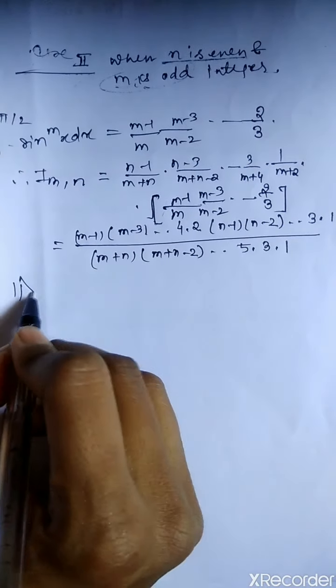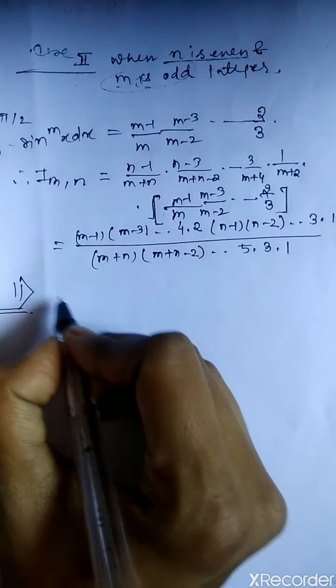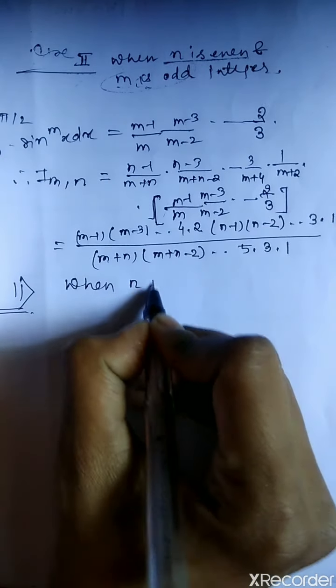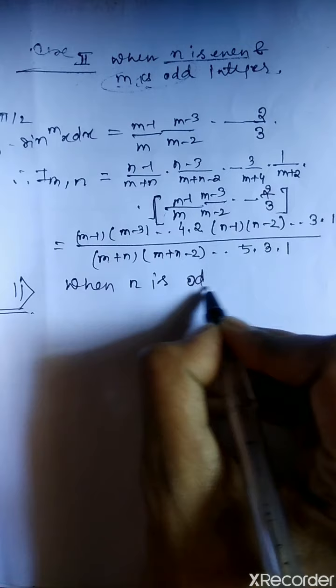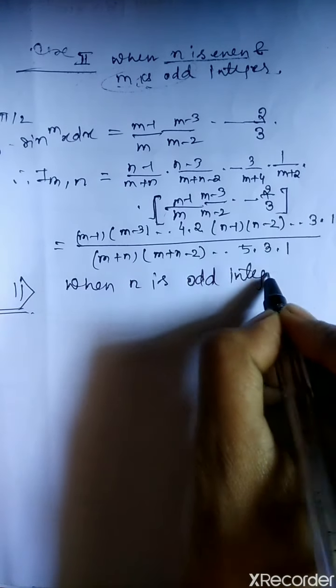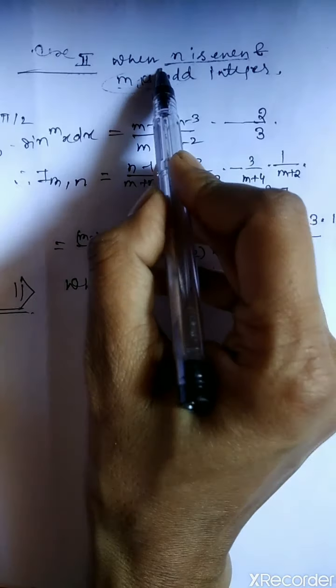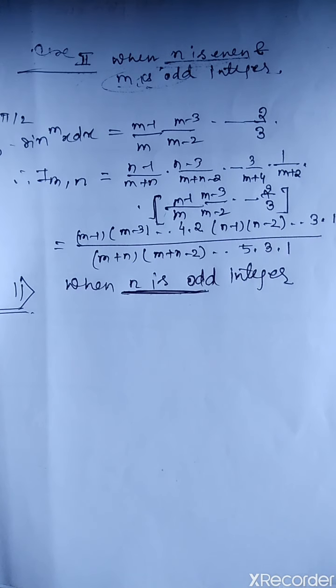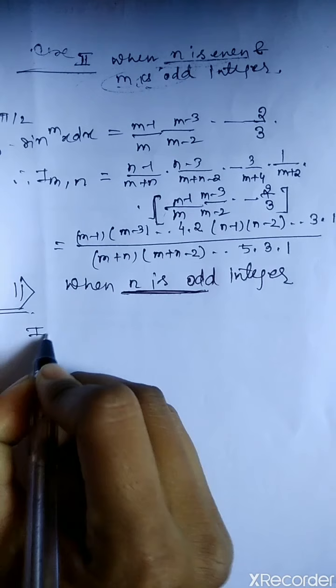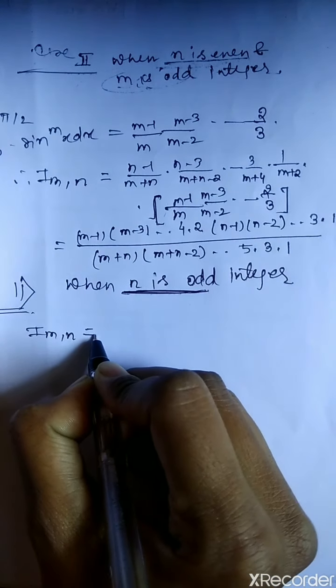Now let us just see the second part. Second part, when n is an odd integer. Here we are looking for n odd. Earlier we have seen when n is even. Okay, so now when n is odd, then I_m,n, what will we write I_m,n as?